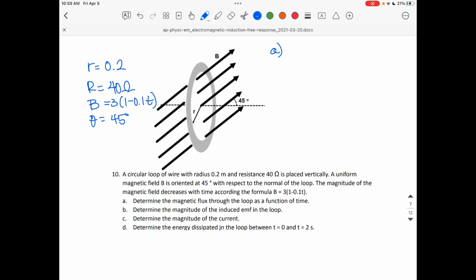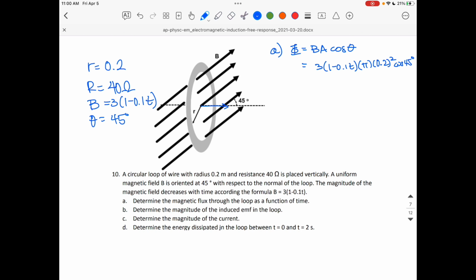So let's start with A. The magnetic flux is equal to BA cosine theta. So our equation is 3 times (1 minus 0.1 t). Our area is a loop, so it's pi 0.2 squared, and then cosine 45. Notice how theta is always the angle from the magnetic field to the normal.